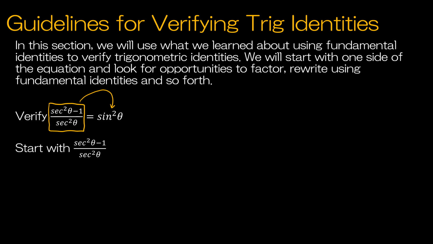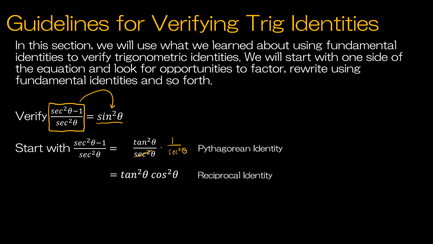For instance, if I start with secant squared theta minus 1 divided by secant squared theta, I'm trying to get that to turn into sine squared theta. So one way to do that is to rewrite the numerator using tangent squared theta, that is the Pythagorean identity. Secant squared theta is in the denominator, so that means this could also be written as 1 divided by secant squared theta. So if I do it in that method, then I can rewrite 1 divided by secant squared theta as cosine squared theta. Now again, I'm trying to get to sine, so I'm going to rewrite tangent squared theta as sine squared theta over cosine squared theta, and then I'm going to simplify by dividing.